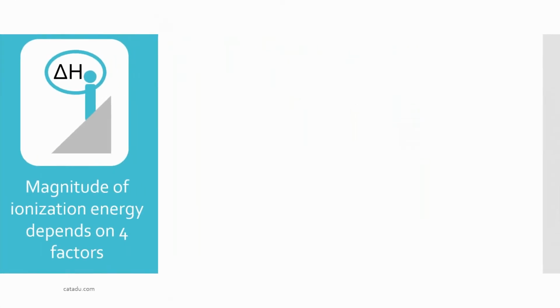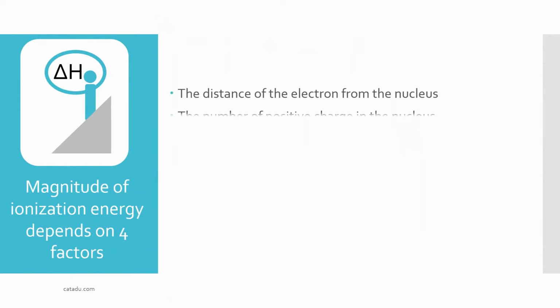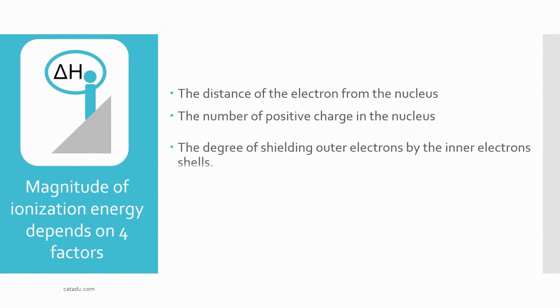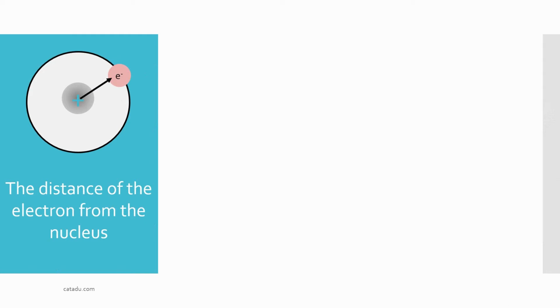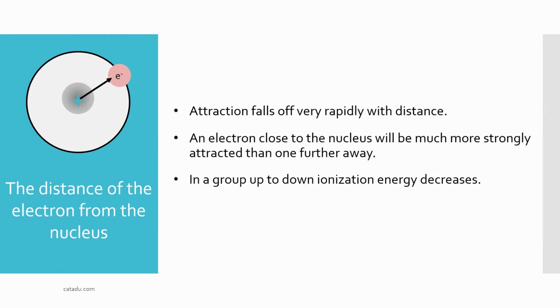The magnitude of ionization energy depends on the distance of the electron from the nucleus, the number of positive charges in the nucleus, the degree of shielding or screening, and the last one, spin pair repulsion. I'm explaining these 4 factors one by one. The first one, distance of the electron from the nucleus. As distance increases, there is less attraction force between the outer electron and the nucleus. So in a group, from up to down, ionization energy decreases due to the greater radius or greater distance.